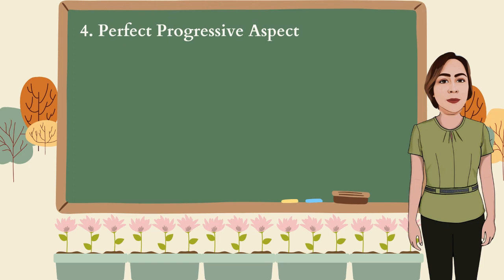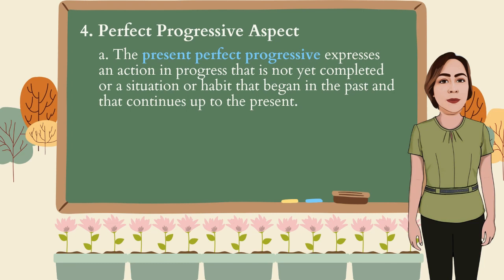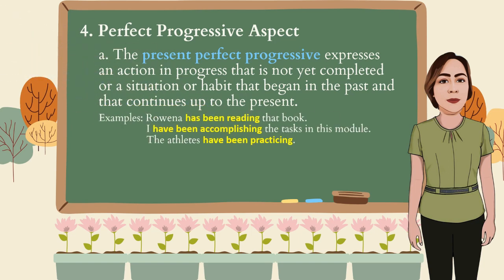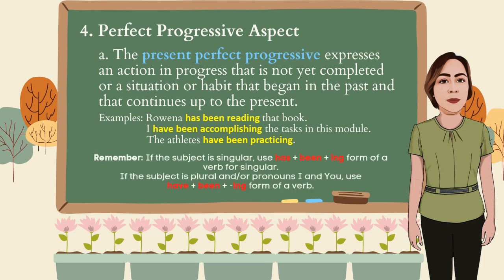Number 4 is the perfect progressive aspect. Letter A, the present perfect progressive. The present perfect progressive expresses an action in progress that is not yet completed or a situation or habit that began in the past and that continues up to the present. Examples: Rowena has been reading that book. I have been accomplishing the tasks in the module. The athletes have been practicing.